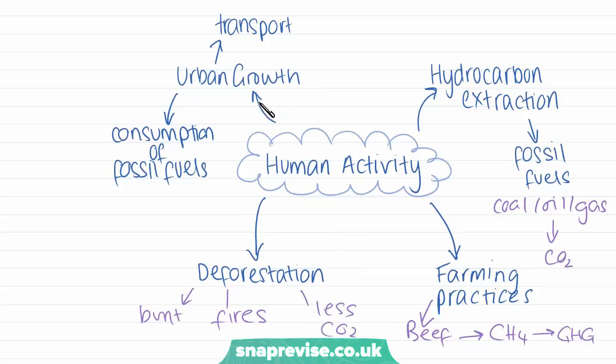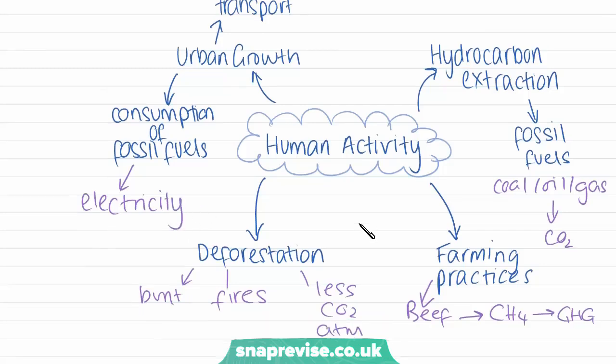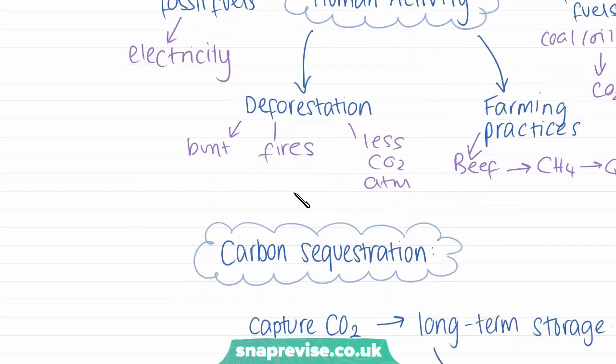And also urban growth. Where we get the development of cities, we're obviously having greater amounts of transport that require fossil fuels. So we get a greater consumption of fossil fuels overall for electricity and things like that. So human activity has profound impacts on the carbon cycle as it changes the route of carbon.